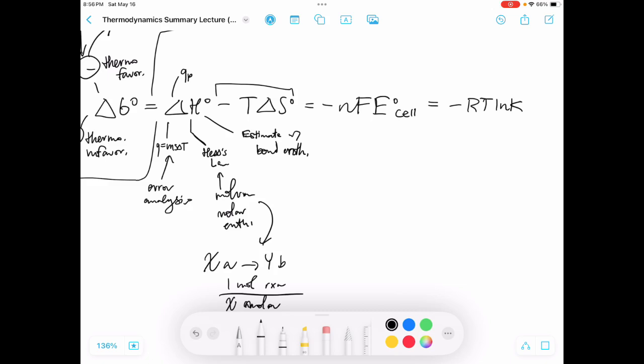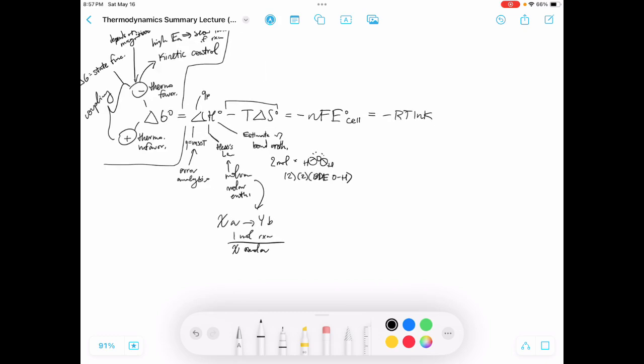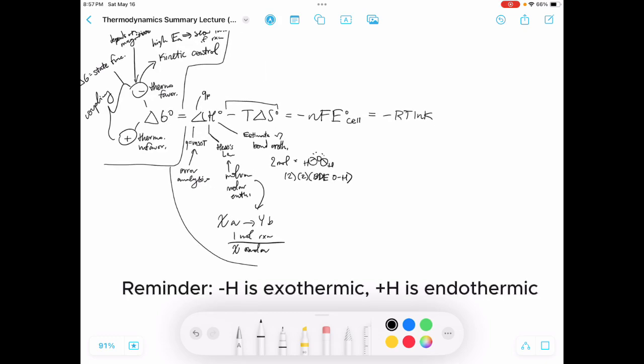Finally, with bond enthalpies, the one thing to take note of here is, let's say I have 2 moles of water. Then that is 2 times 2, because that's the 2 OH bonds there. That's something a lot of people forget, times then finally your OH bond. Okay, so there's your quick summary of calorimetry.